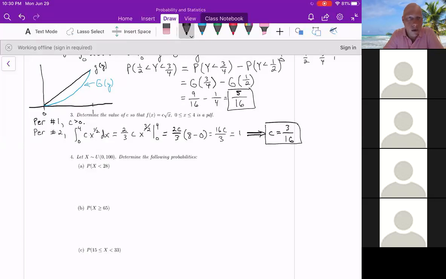Now, problem 4 gets to actually using the uniform distribution. So just before we start on that one, any questions on anything from problems 1 through 3?